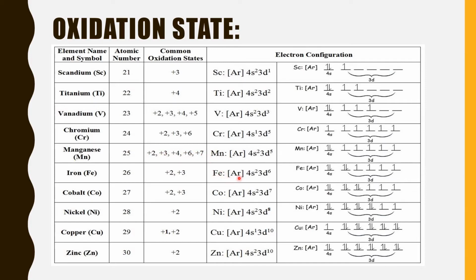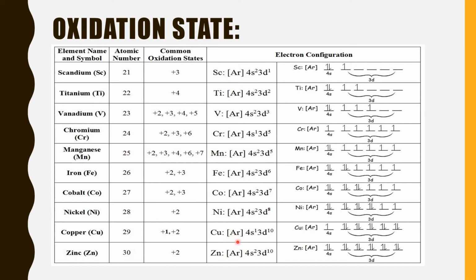For iron, it is argon 4s2 3d6, and the oxidation states are +2 and +3. For cobalt, it is argon 4s2 3d7, and the common oxidation states are +2 and +3. For nickel, the electronic configuration is argon 4s2 3d8, and the common oxidation state is +2.